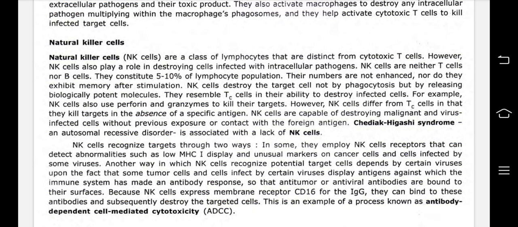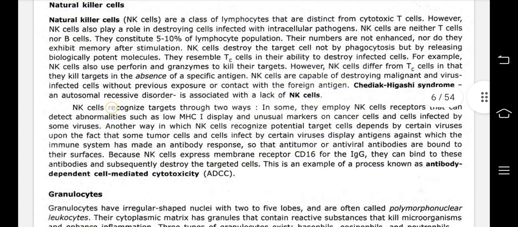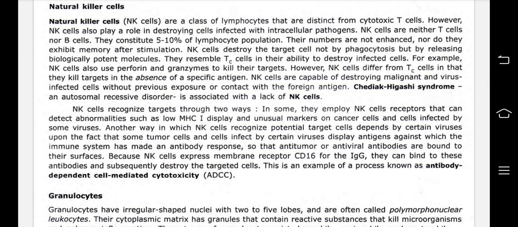NK cells recognize targets in two ways. In one, NK cell receptors can detect abnormalities such as low MHC I display and unusual markers on cancer cells and cells infected by some viruses. Another way in which NK cells recognize potential target cells depends on the fact that some tumor cells and cells infected by certain viruses display antigens against which the immune system has made an antibody response, so that anti-tumor or antiviral antibodies are bound to their surfaces.